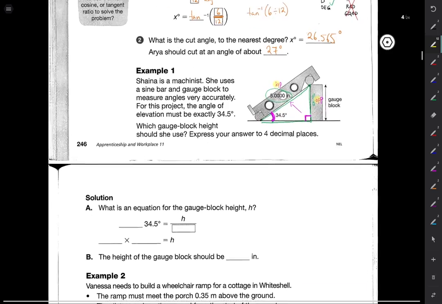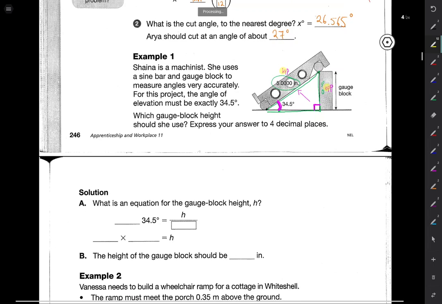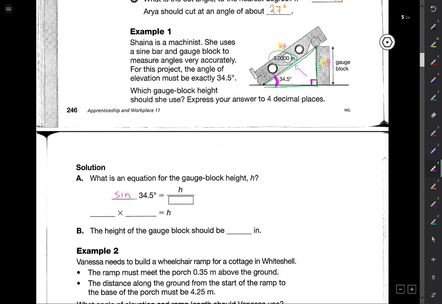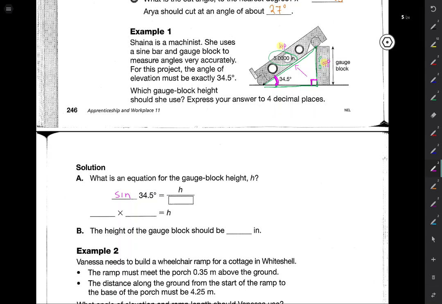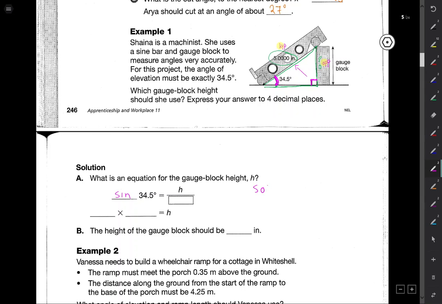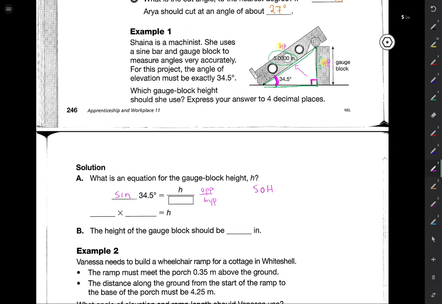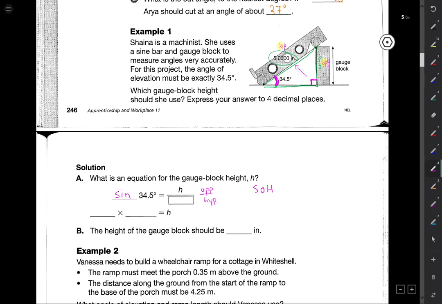So in the solution, we're going to put sine of 34.5 degrees is equal to, we're dealing with the acronym, so it's opposite over hypotenuse. Now the opposite side, we don't know, right? We had a question mark there. They just labeled it with an H in this question, but you could label it with X or Y or whatever variable you want to use to represent that side. And then the hypotenuse would be the 5.0000.